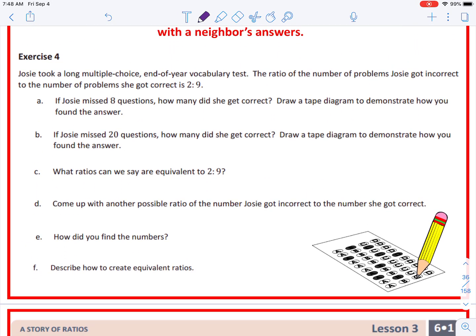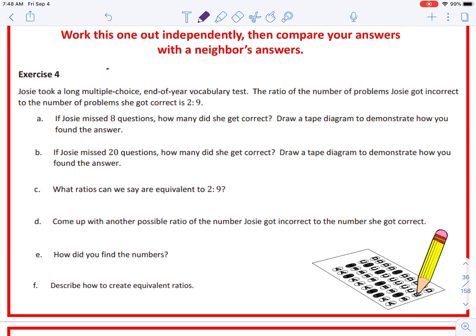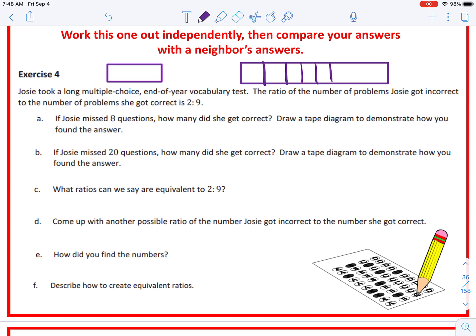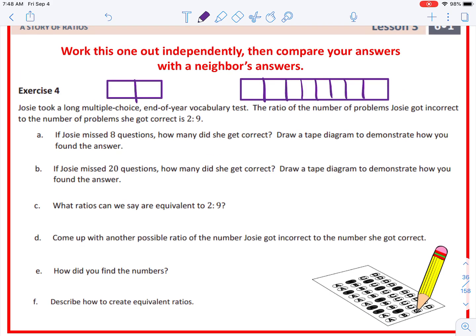Looking at this, Josie took a long multiple choice end of the year vocabulary test. The ratio of the number of problems Josie got incorrect to the number of problems she got correct is 2 to 9. So on a separate piece of paper, I want you to make a tape diagram that shows 2 to 9. If Josie missed 8 questions, how many did she get correct? Draw a tape diagram to demonstrate how you found that answer.